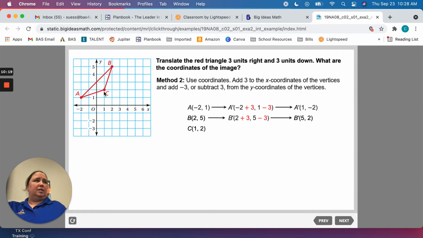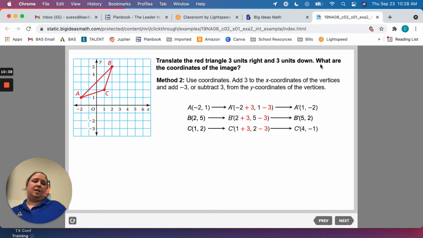All right, so C is at 1, 2. So again, we're doing the same step. We're going to add 3 to the x value and subtract 3 from the y value. So 3 plus 1 is 4, and 2 minus 3 is -1. So here are our new coordinates.